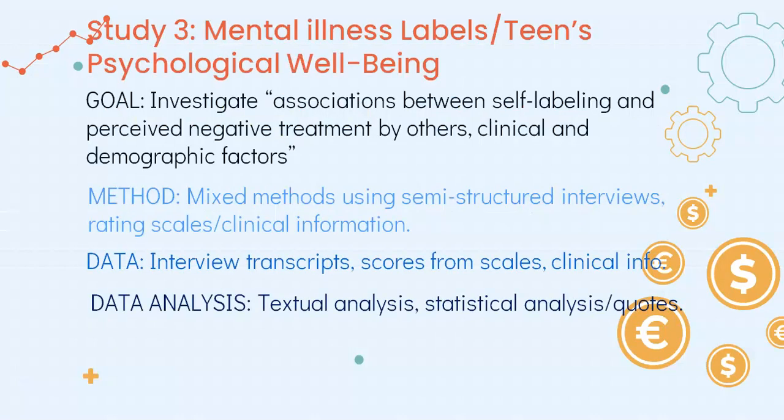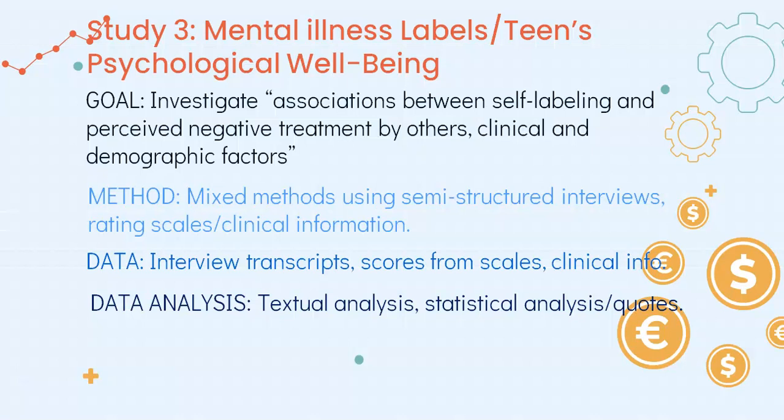Our last example is about self-labeling among adolescents with mental disorders, or the impact of mental illness labels on teens' psychological well-being. According to the article, the goal of this study was to investigate the association between self-labeling and perceived negative treatment by others, and clinical and demographic factors. The researchers had the hypothesis that many teens wouldn't self-label, and those who did would have worse psychological well-being. The researchers combined methods to test their hypothesis. They did semi-structured interviews with some open-ended questions where teens could express their thoughts and emotions. They also used rating scales to quantify teens' experiences, like the Rosenberg Self-Esteem Scale, and clinical information about each patient, like their type of disorder and age of first treatment for mental health issues.